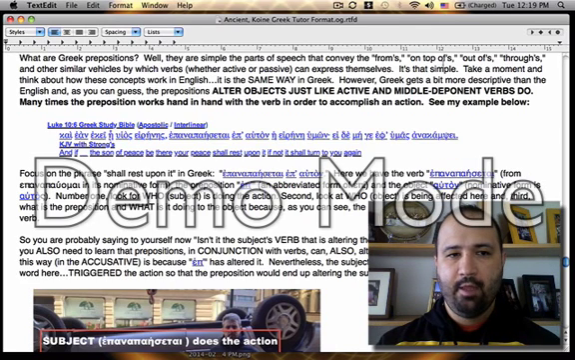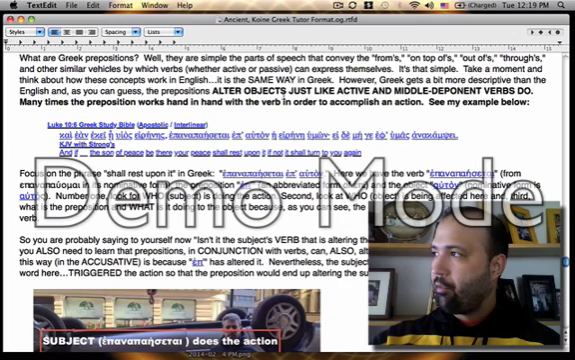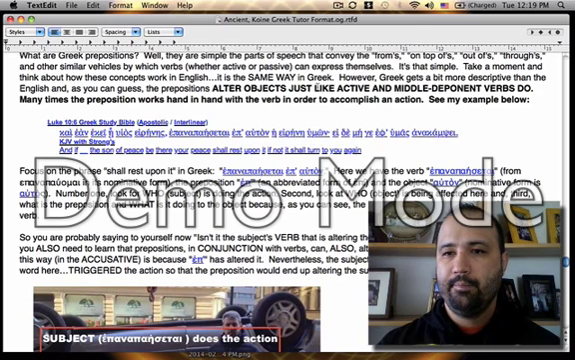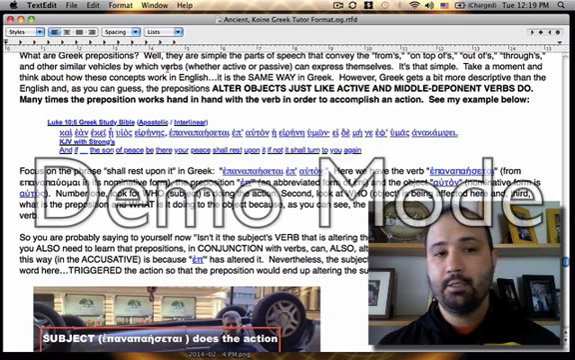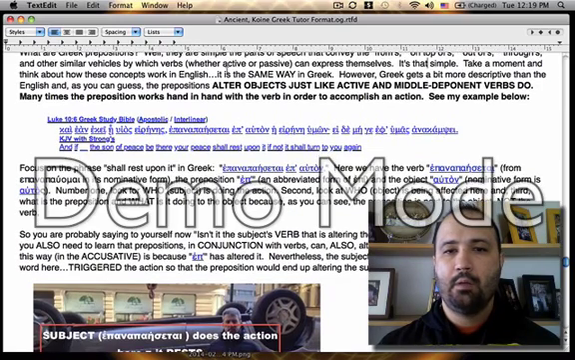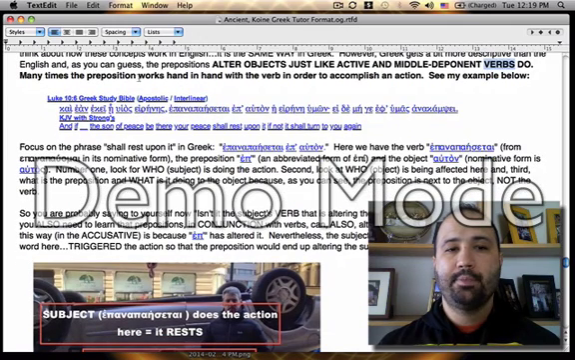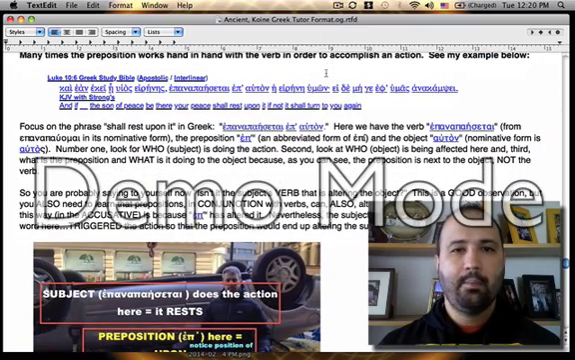Take a moment and think about how these concepts work in English. It is the same way in Greek. I go to something. I go through something. Okay? However, Greek gets a bit more descriptive than the English, as you can guess. The prepositions alter objects just like active and middle deponent verbs do. Many times the preposition works hand in hand with the verb in order to accomplish the action. So let's look at my example below.